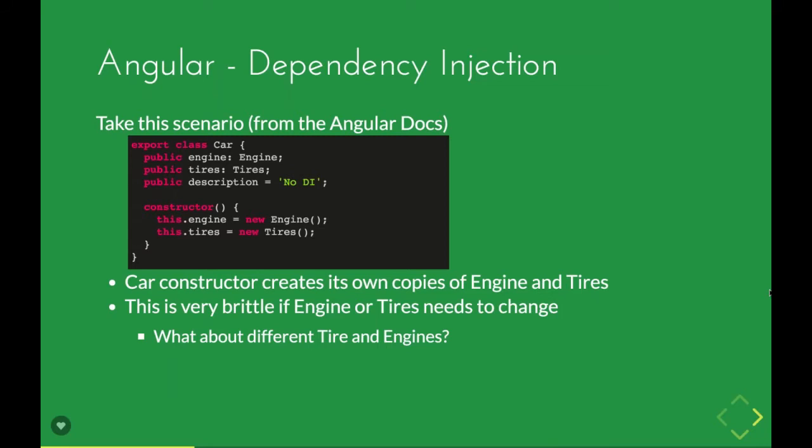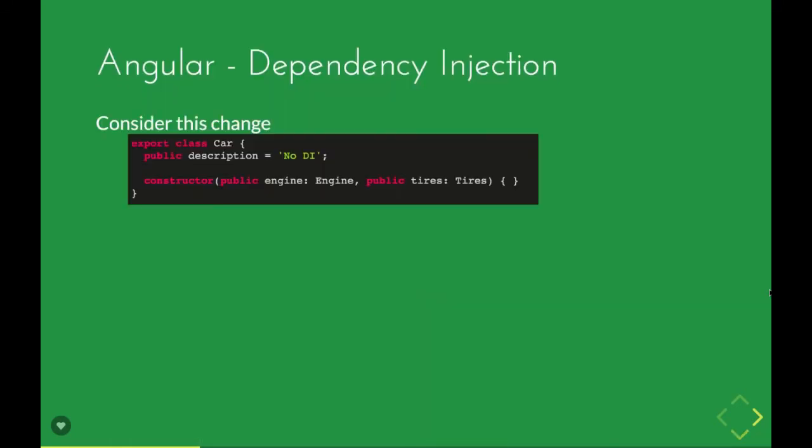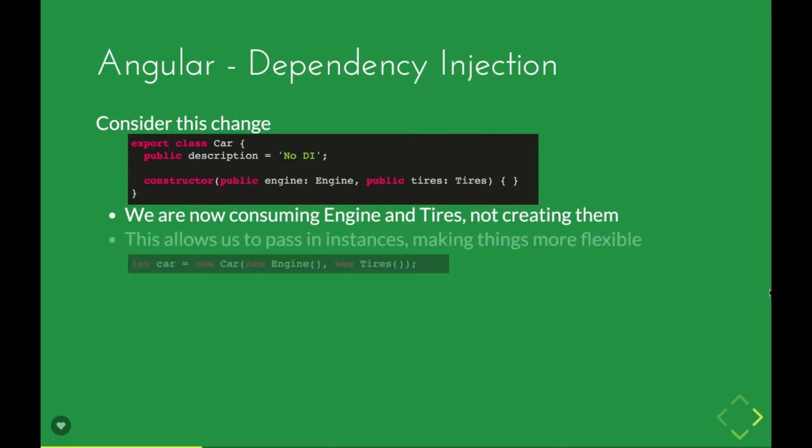I would more or less have to create a bunch of different car classes with these different engines. So there's no flexibility with customizing a car, engine, or a tire at any point throughout this kind of setup. So with dependency injection, what we can do is take the constructor and pass in an engine and pass in tires.